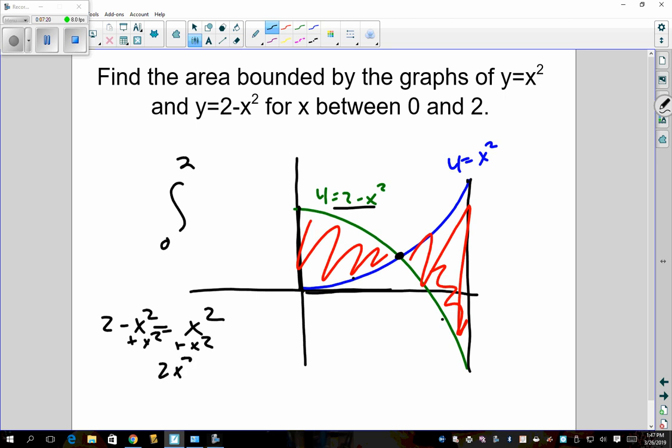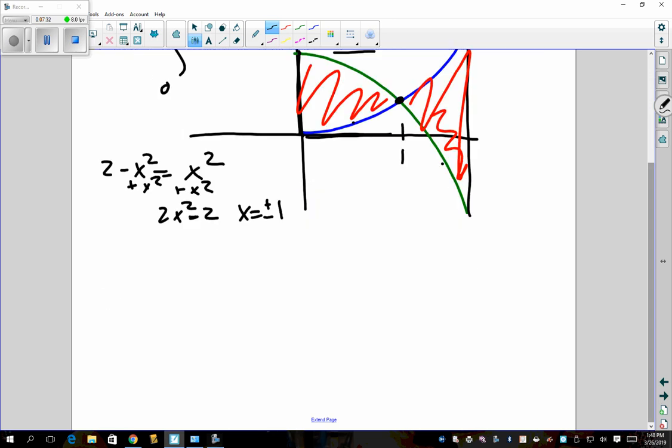So we get 2x squared equals 2. So x equals plus or minus 1. Obviously, since we're between 0 and 2, this has to be positive 1. So we're going to split up the way we take our integral.